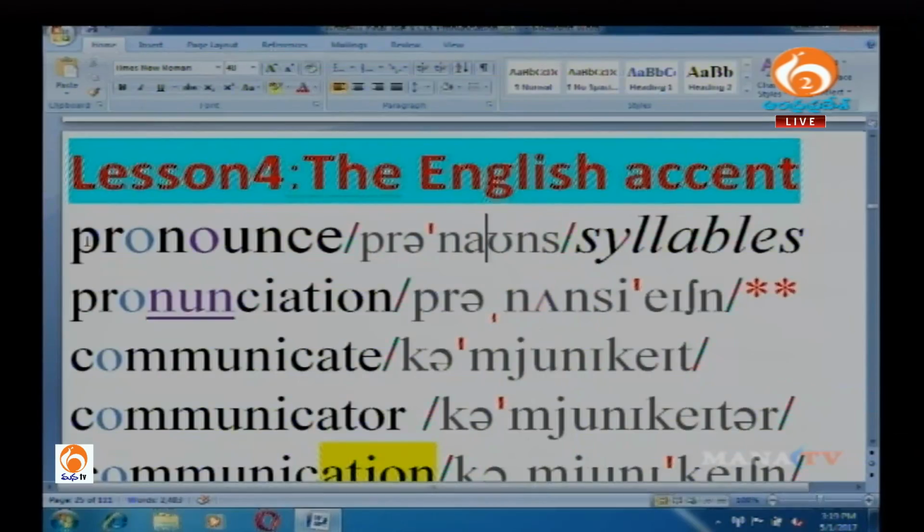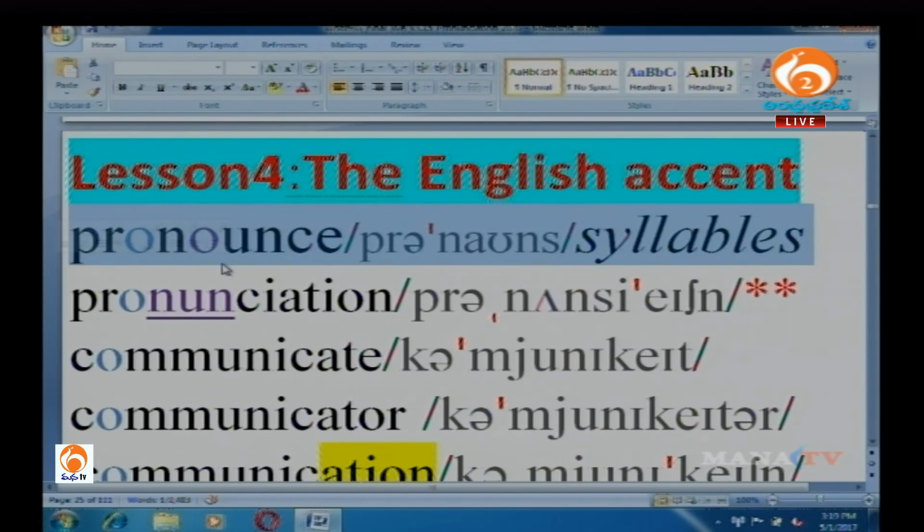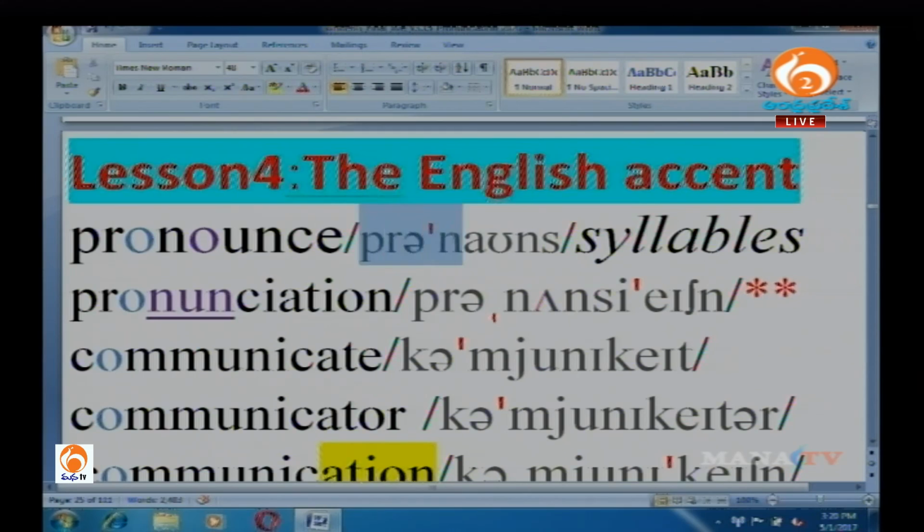The English accent. If you take a long word, for example, let's take this word, pronounce. It's got several parts. Two parts. So one part is stress. That means you have to say it louder to make it sound right. These things are phonetic symbols that you learn in the next lesson. For now, just assume that what I'm saying is correct.